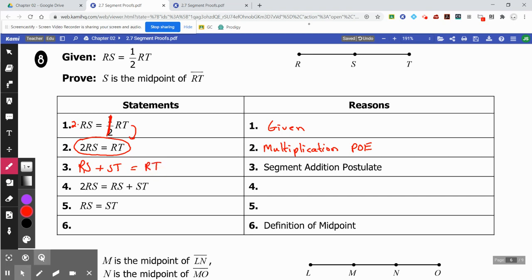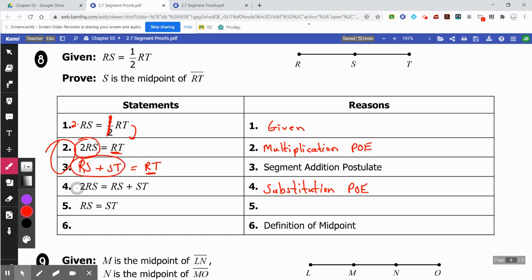Now we're going to combine those two steps, step number 2 and step number 3, since both of these are equal to RT. Again, you can use transitive or you can use substitution property of equality. We know that since they're both equal to RT, 2 RS's and RS plus ST must be the same. Okay, now we go from there to RS equals ST.